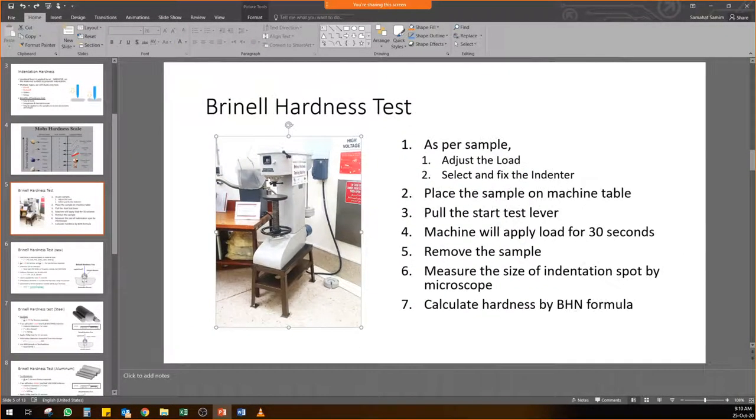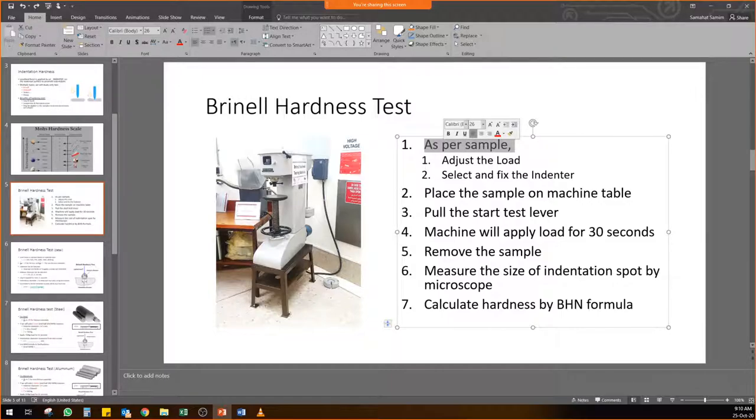So what we have here are the summary of the steps of the hardness test. We will go in detail now, but a summary is this. As per the sample type, because each sample will have a different weight, you have to adjust the load. This is the load you will put at the backside. You have to select and fix the indenter. Indenter is the pin which is used to make a hole inside the item. Then you place the sample on the machine table, pull the start test lever, so you just pull it down.